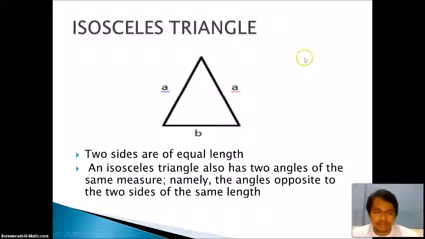This here is the isosceles triangle. An isosceles triangle is a triangle in which two sides are of equal length, which is here and here, while the other one is of a different length than the two sides. An isosceles triangle also has two angles of the same measure, namely the angles opposite to the two sides of the same length, which is here and here.